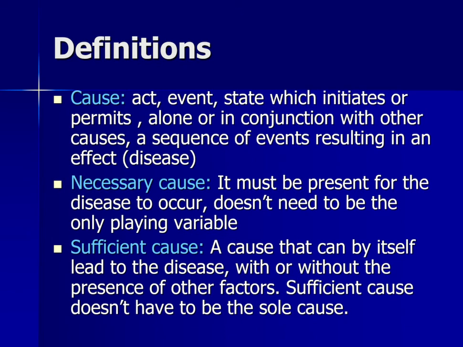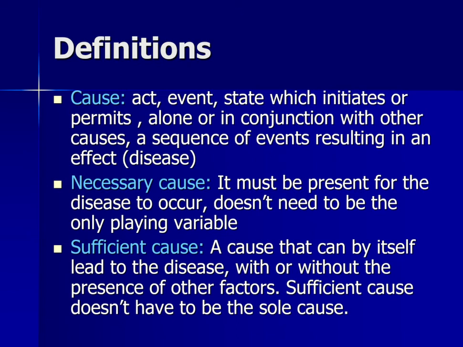Now, we have something called necessary cause and we have something called sufficient cause. A necessary cause must be present for the disease to occur. It doesn't need to be the only playing variable, however. Yani, for example, you cannot have the flu if you're not infected by the influenza virus. Okay, so the virus is a necessary cause. You must have it to have the flu. However, it's not a sufficient cause. Yani, just the presence of the virus does not automatically mean that you have the outcome.